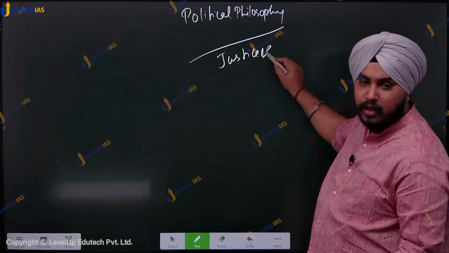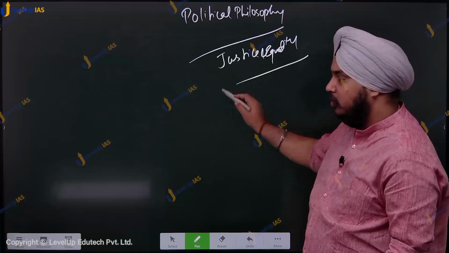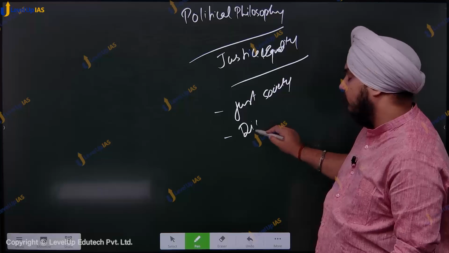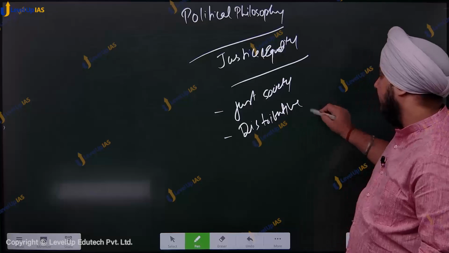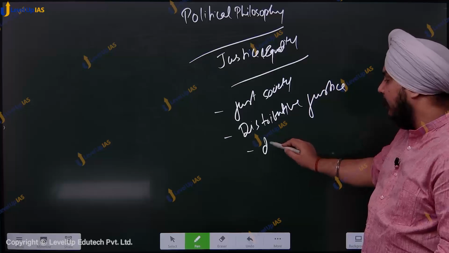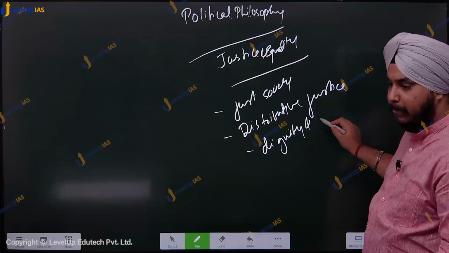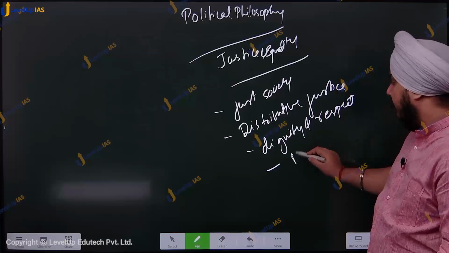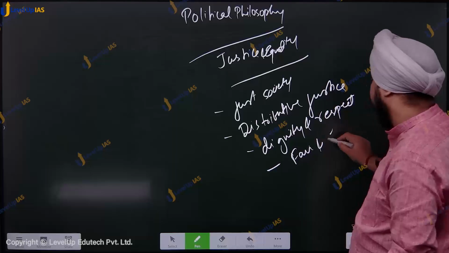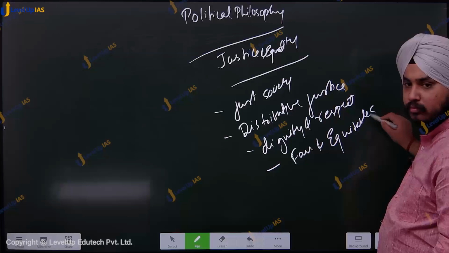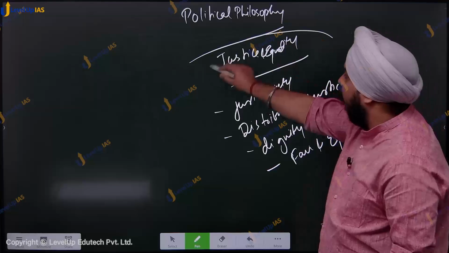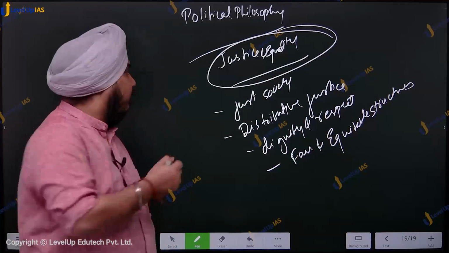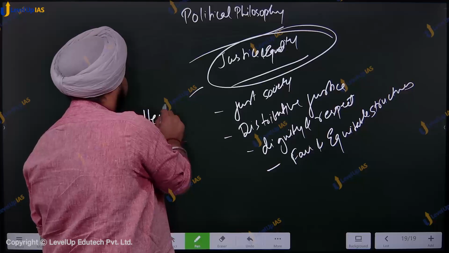One is justice and equality. So the idea of a just society, distributive justice, dignity and respect. Then fair and equitable structures. So overall, the underlying theme is justice and equality only. And you will see one more thing, that is the idea of collective good.